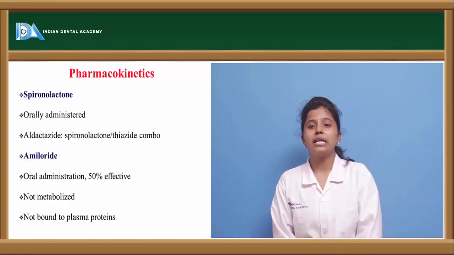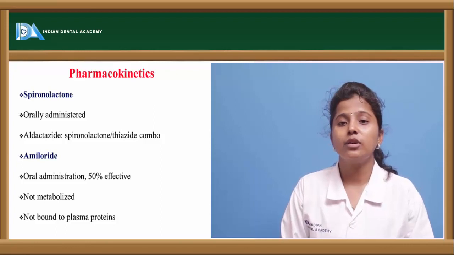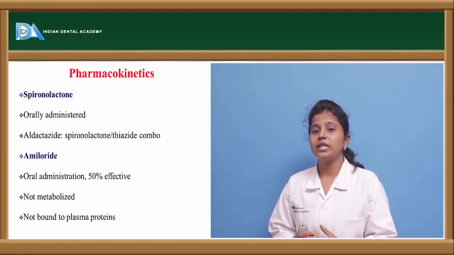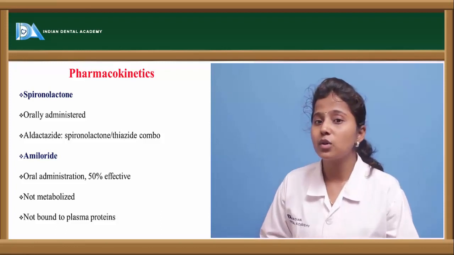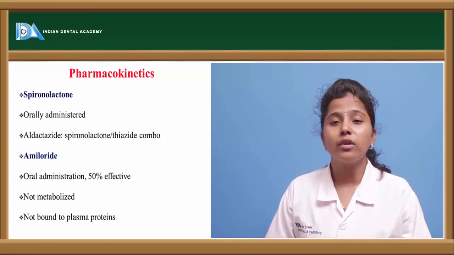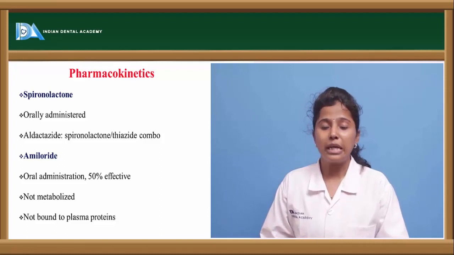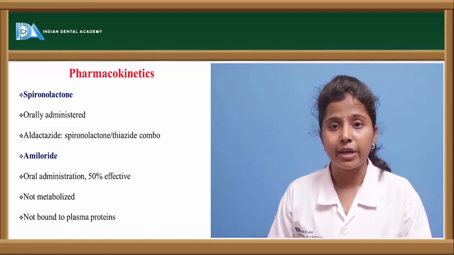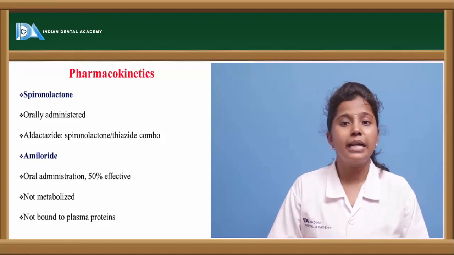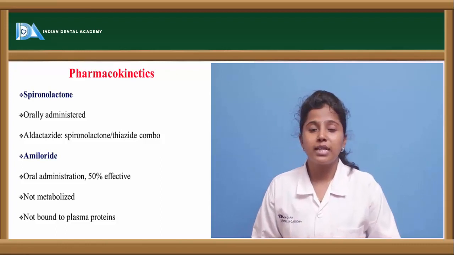And the pharmacokinetics of these potassium sparing diuretics: spironolactone is orally administered and it is combined with thiazide diuretics. Spironolactone is always given in combination with thiazide diuretics for better effects. And amiloride is also orally administered, but it is 50% effective and it is not bound to the plasma proteins. It does not bind to any of the plasma proteins and it is not metabolized also.